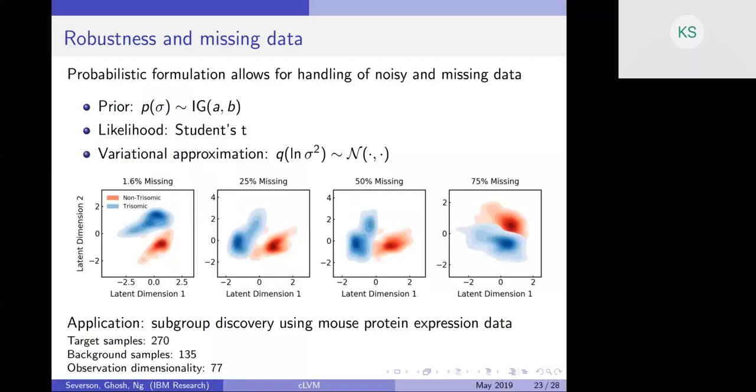Then I looked at artificially increasing the amount of missingness, and we can see that even up to 75% missing data, we still, for the most part, do recover these two groups. Obviously, they're becoming noisier as we have more missing data, but I find this technique to be nice because it doesn't require you to choose a priori some imputation technique such that you're able to use classic PCA or the CPCA algorithm.